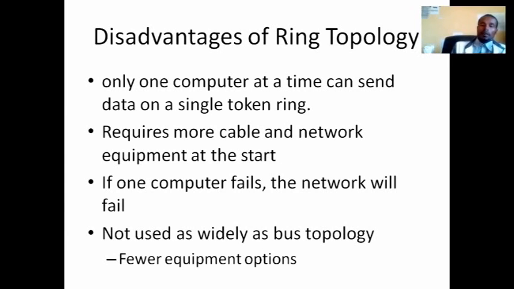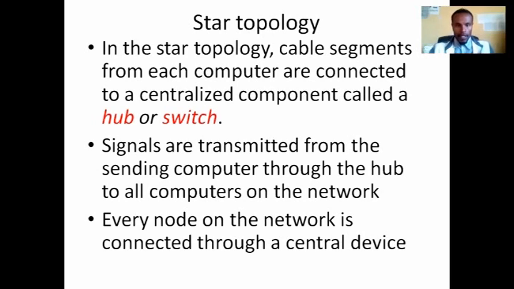When you see the disadvantages of ring topology, only one computer at a time can send data on a single token link. It requires more cable and network equipment at the start. When we start this ring topology arrangement, it requires more cables than the other one. If one computer fails, the network will fail because each computer is connected in a circular way. It is not used as widely as bus topology. The next one is star topology.